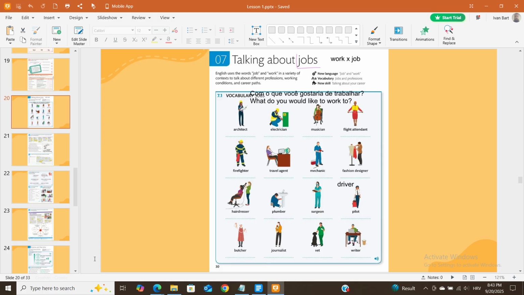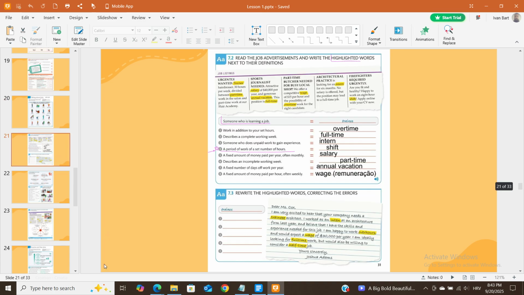Architect. Electrician. Musician. Flight attendant. Firefighter. Travel agent. Mechanic. Fashion designer. Driver. Hairdresser. Plumber. Surgeon. Pilot. Butcher. Journalist. Vet. Writer. 7.2 Read the job advertisements and write the highlighted words next to their definitions.